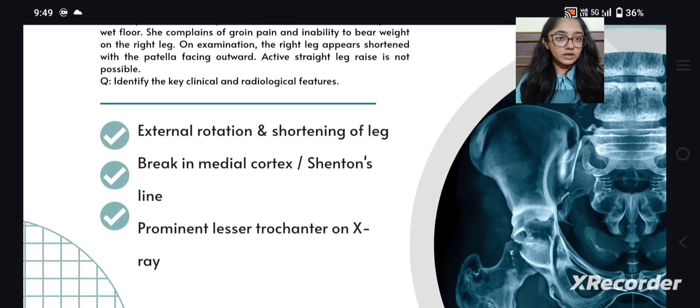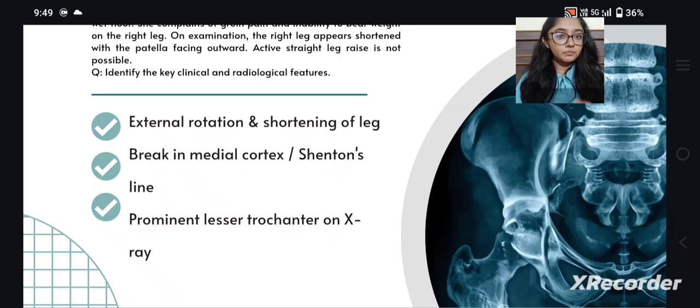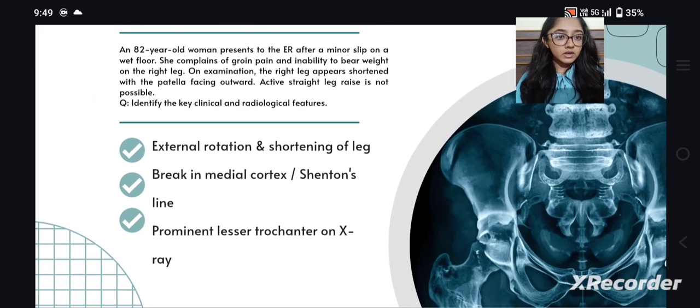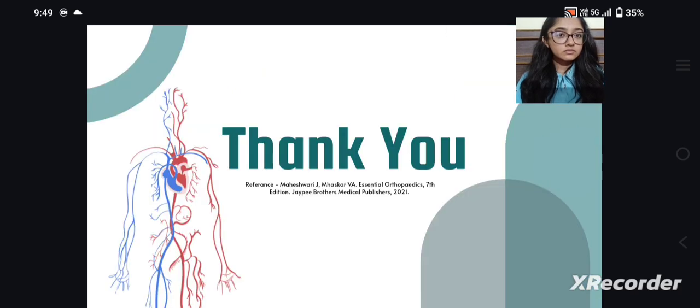So, as we can identify the features and signs, external rotation and shortening of the leg is there, a break in the medial cortex and Shenton's line is there, we can see on the X-ray, and the prominent lesser trochanter on the X-ray we can see also. Thank you, and this is the reference.